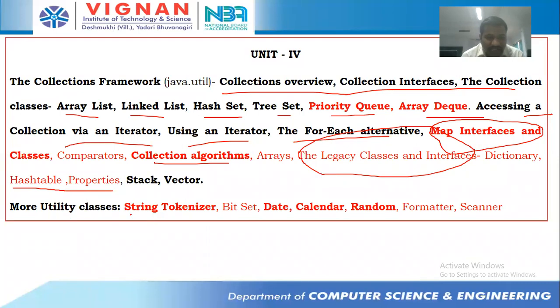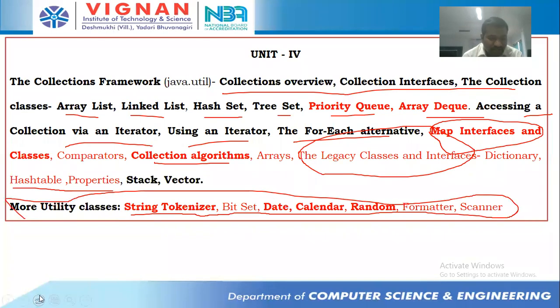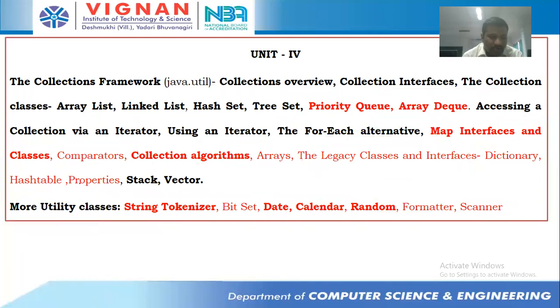Coming to your utility classes, have you done string tokenizer? Yes, sir. Bit set? Yes, sir. Date, calendar? Yes, sir. Random, formatter, scanner? All these things we finished in today's session. So the left out things are comparator, Arrays, legacy classes introduction, dictionary, which is an interface, hash table, and then properties. These are there to discuss.